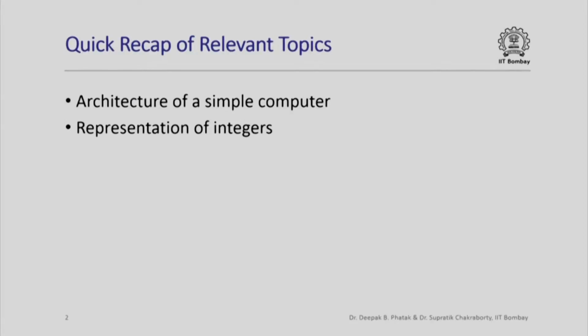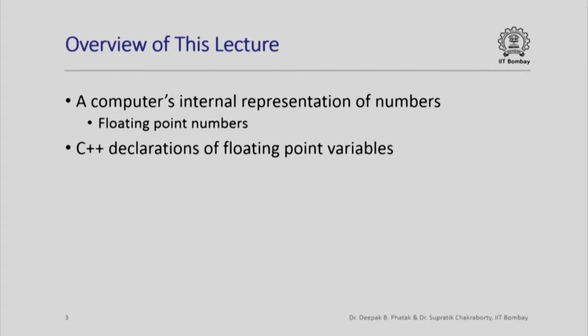In this lecture, we are going to see how floating point numbers are represented inside a computer. Here is a quick recap of the relevant topics. We have already seen the architecture of a simple computer, and in a previous lecture we also looked at how integers, both signed and unsigned, are represented in a computer. In this lecture, we are going to see how a computer internally represents floating point numbers and how in a C++ program you can declare floating point variables.